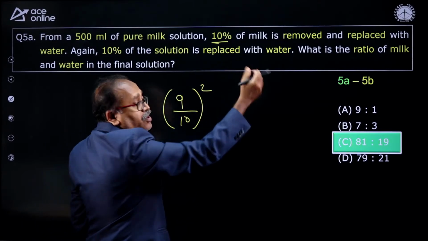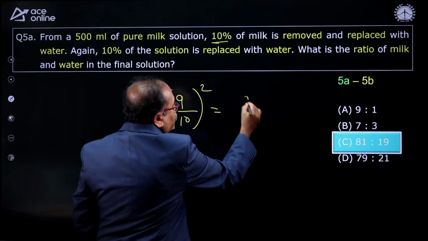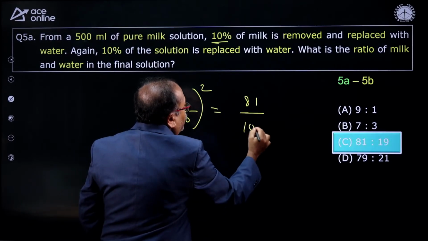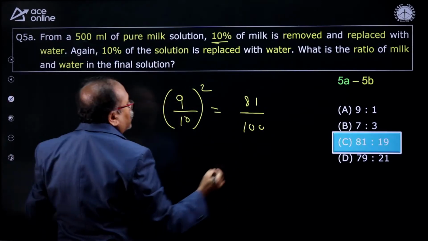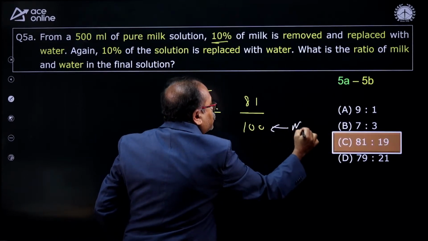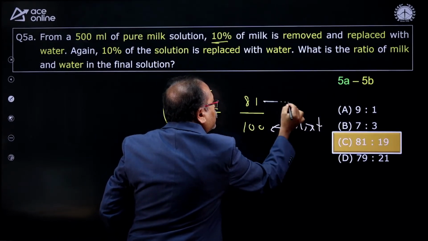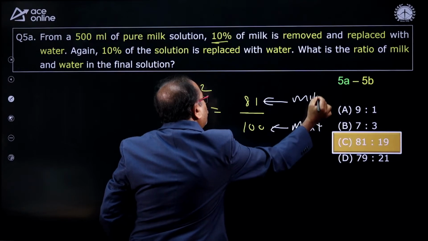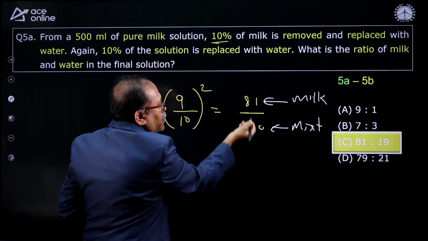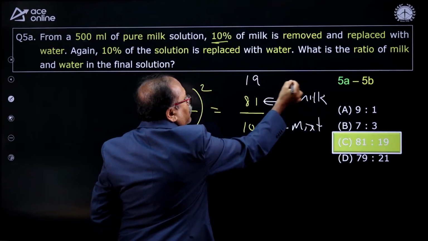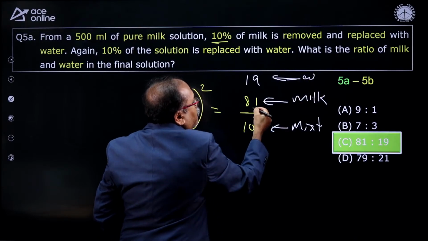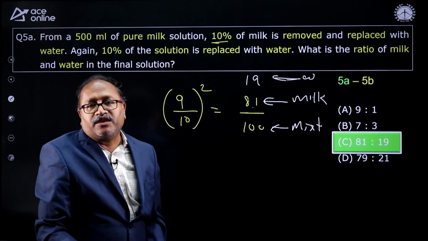So make the square, because 2 times this is 81 out of 100. So what is this 81 out of 100? If this is a mixture, this is the milk. So if this is the milk, then what will be the water? 100 minus 81 is 19. So 19 will be the water. Milk to water is 81 is to 19.